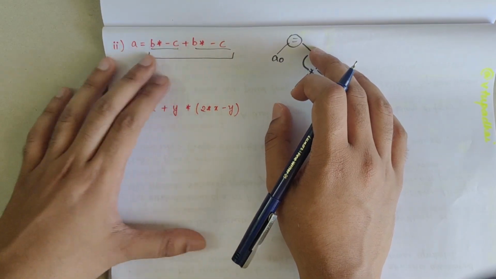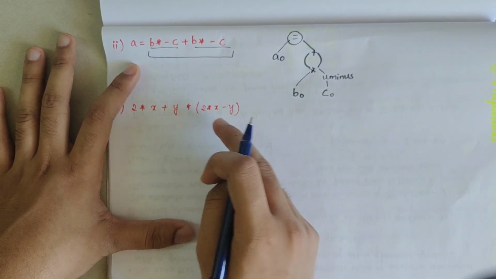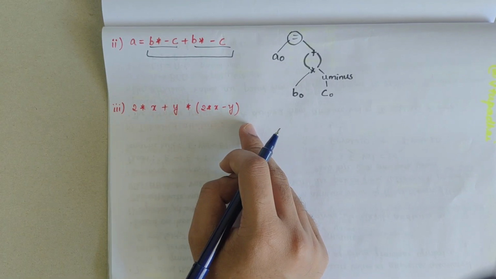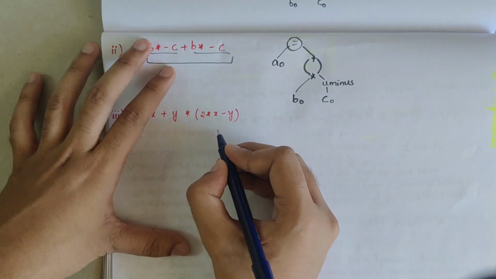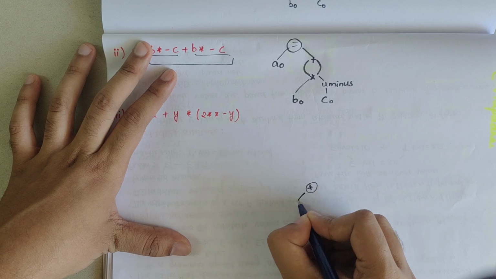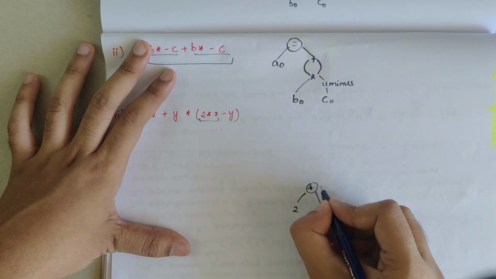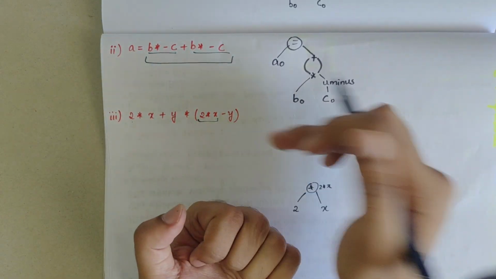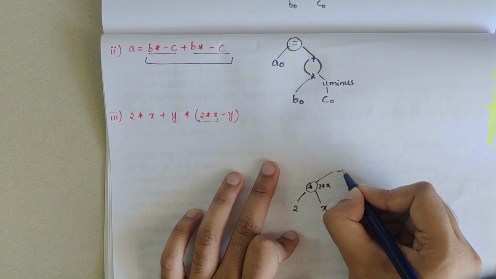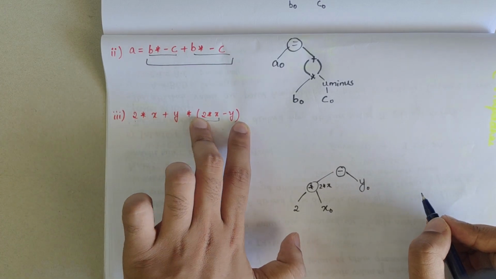Now looking at the third example, here we have 2 star x plus y star 2 star x minus y. We'll start from this part, 2 star x, whatever is in the bracket, we'll start solving that first. So I have 2 star x, right? So star I'll write, 2 I'll write, and x I'll write. So I'm done with this part. Let me write 2 star x here. Now I have minus y here. This is on the left hand side, on the right hand side I have minus y. So here I'll write minus, and here I'll write y naught. So I am done with this part.